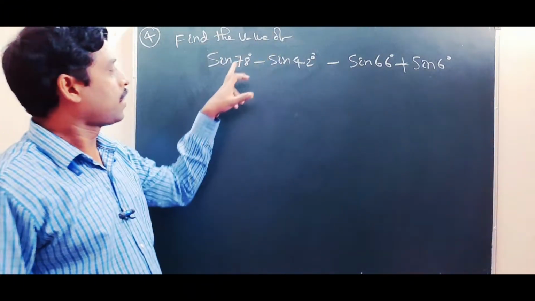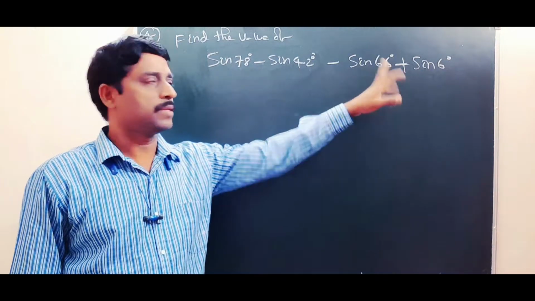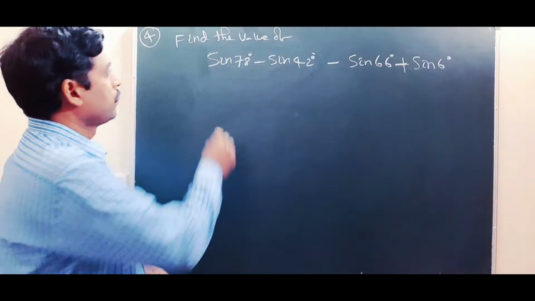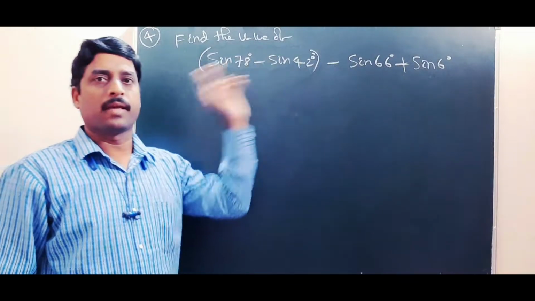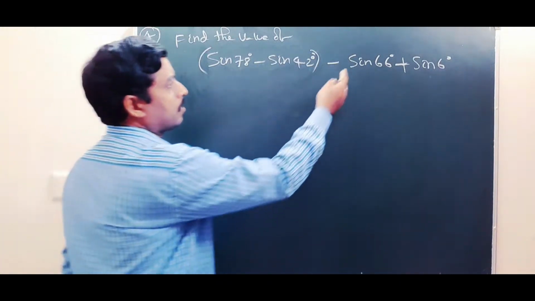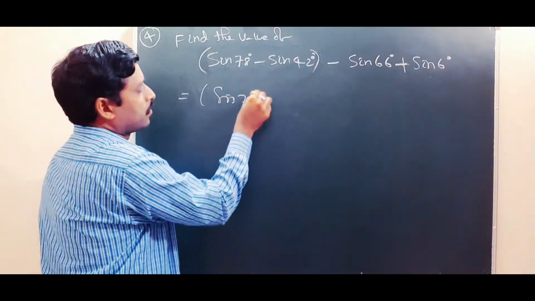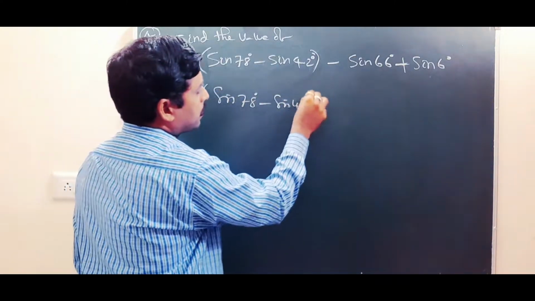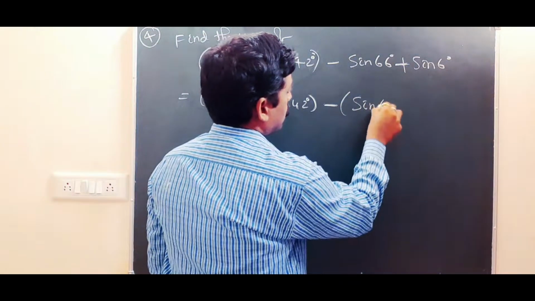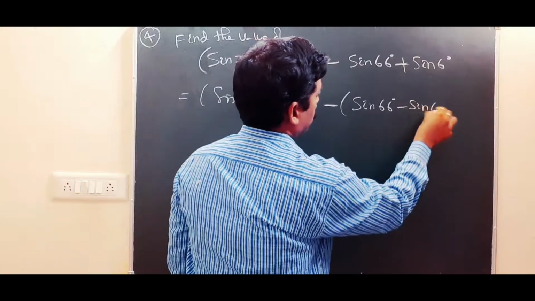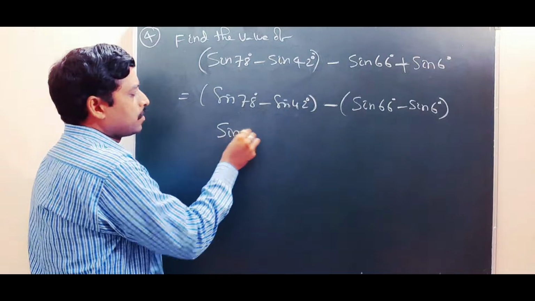Find the value of sin 78 degrees minus sin 42 degrees minus sin 66 degrees plus sin 6 degrees. So we should apply the sin C minus sin D formula. First write sin 78 degrees minus sin 42 degrees. In this one, minus 1 take out common: sin 66 degrees minus sin 6 degrees. Okay, we have sin C minus sin D.